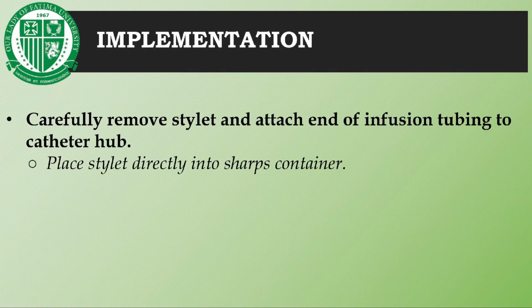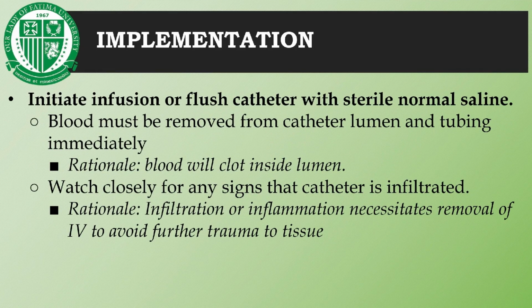Carefully remove the stylet and attach the end of the infusion tubing to the catheter hub. Do not forget to place the stylet directly into the sharps container. Next is to initiate infusion or to flush the catheter with sterile, normal saline. Blood must be removed from the catheter lumen and tubing immediately because it will clot inside the lumen.